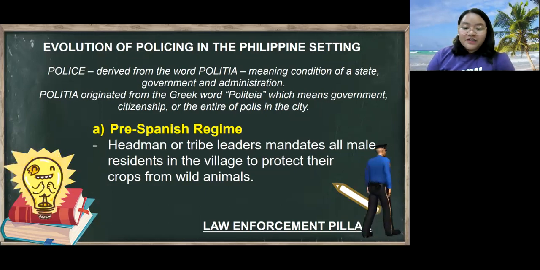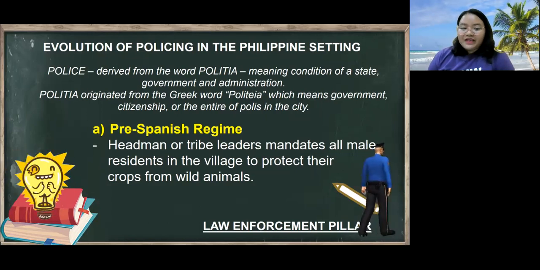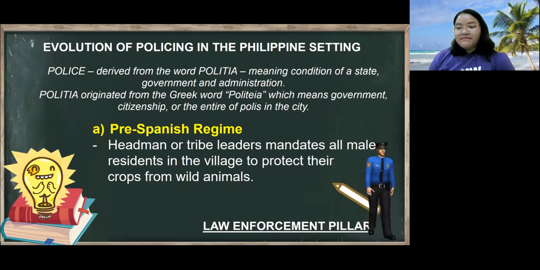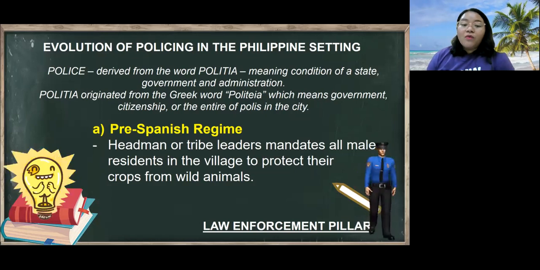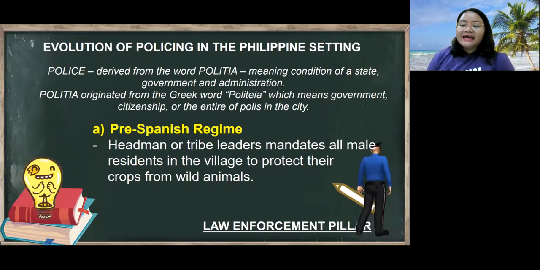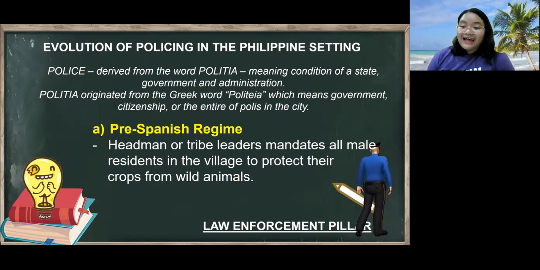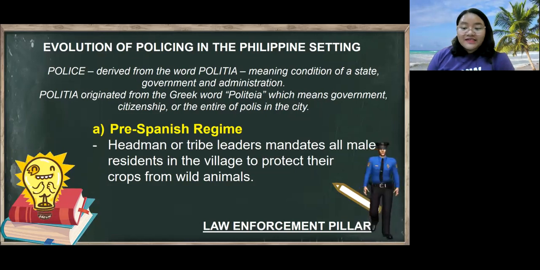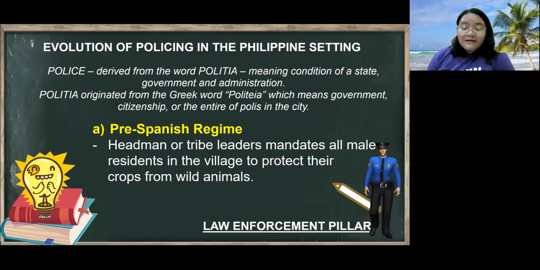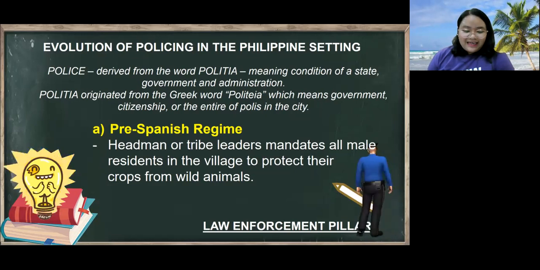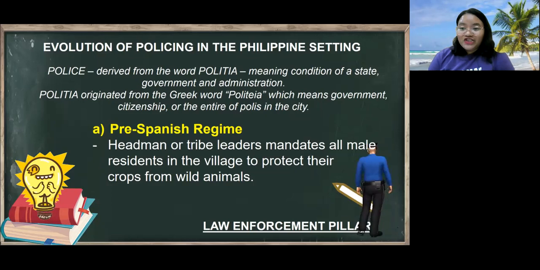Now, the evolution of policing in the Philippine setting started during the pre-Spanish regime. During the pre-Spanish regime, there were what we called headmen or tribe leaders who mandated all male residents in the village to protect their crops from wild animals. And these male residents were already considered police as they safeguarded the lives and properties of their community. So there was already police during the pre-Spanish regime.